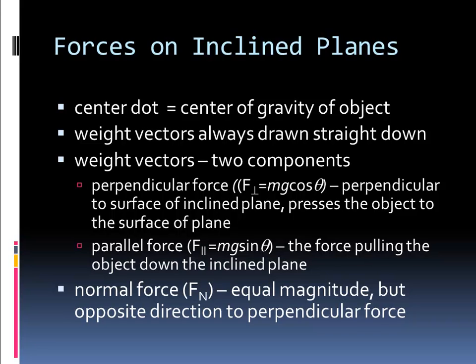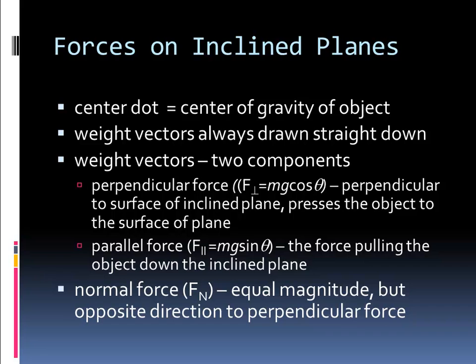We also have a parallel force, and the parallel force would be parallel to the surface, and it would be pointing toward the bottom of the incline, and that is going to be the mass of the object times the acceleration due to gravity times the sine of the angle of the incline, which I have denoted by theta. And this is the force that's pulling the object down the inclined plane.